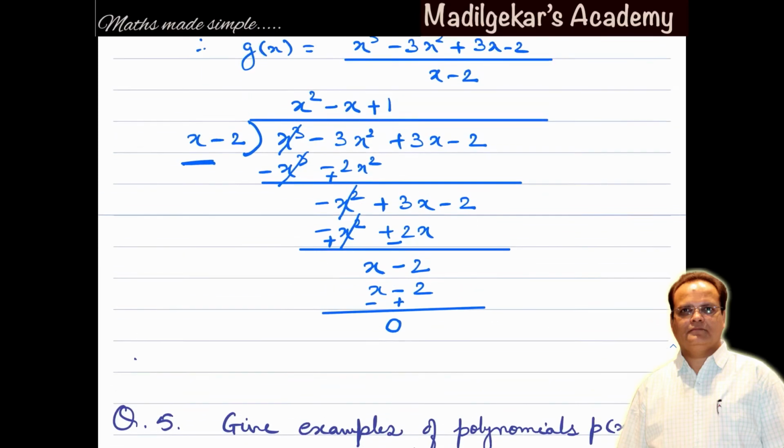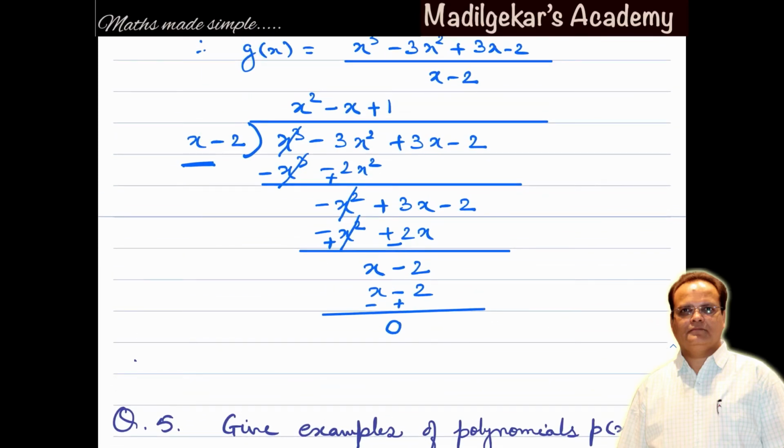So this quotient, x square minus x plus 1, is the required g of x. So required g of x is x square minus x plus 1.